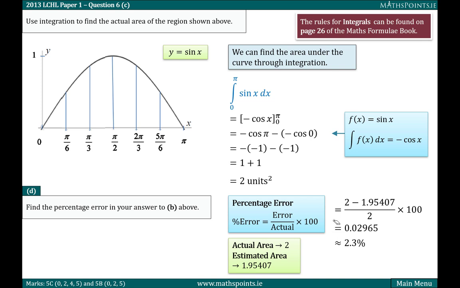Okay, so important to know the trapezoidal rule. Maybe it would come up in a question, an area and volume question, but more than likely if it comes up as part of an integration question. And important also to know the formula for percentage error.